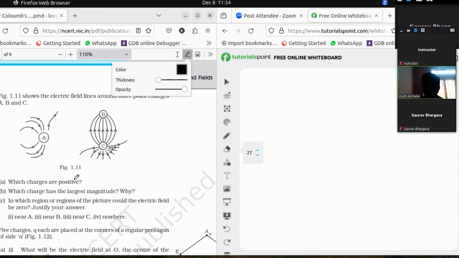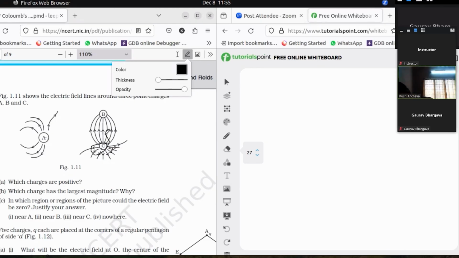Which charge has the highest magnitude? The highest magnitude will be the one which has the most lines. So B has how many? 1, 2, 3, 4, 5, 6, 7. And here 3, 4, 5, 6, 7, 8, 9. So C is the most intense.